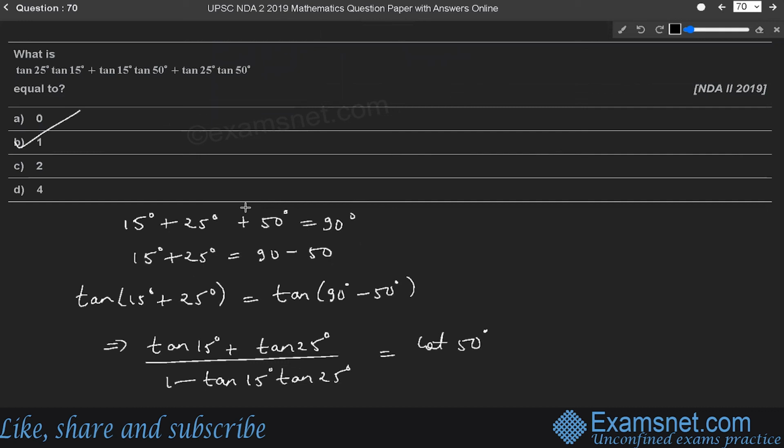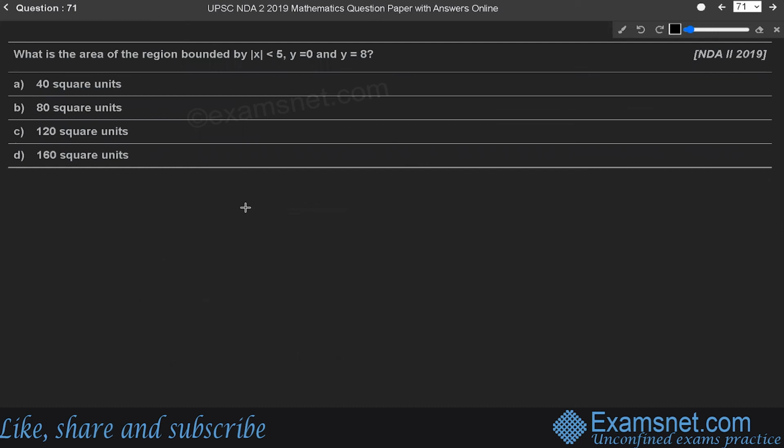I hope this question is clear to you. This kind of question always comes in the exam, so it is a very, very important question regarding the examination. And you can see that continuously the questions are coming from the trigonometry part. It means that it is a very, very important topic to cover. Moving on to the next question.